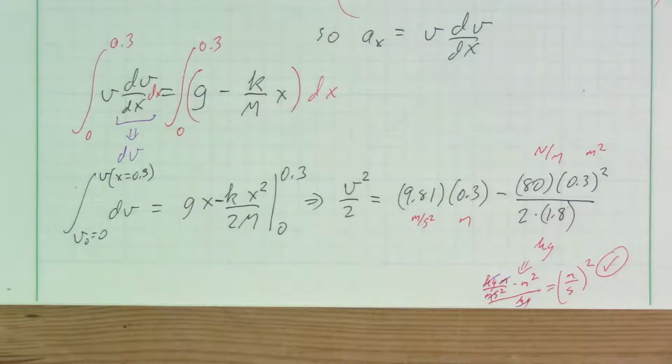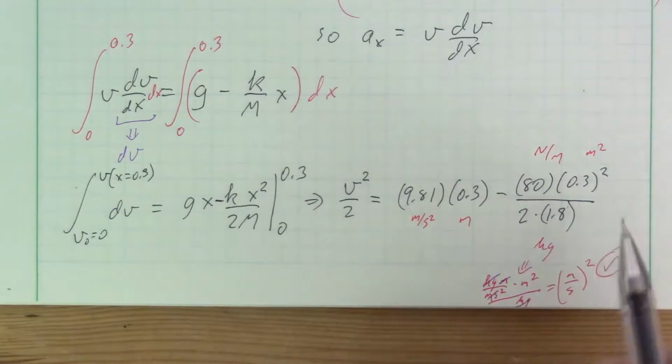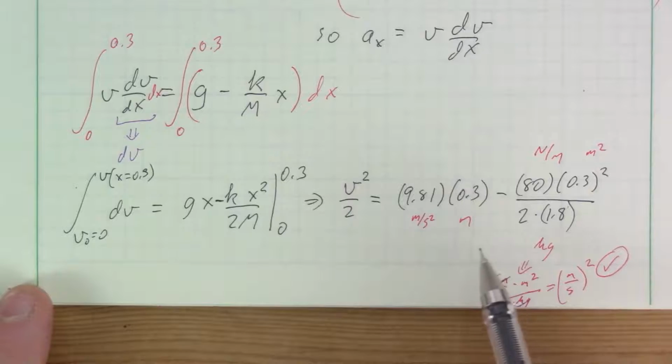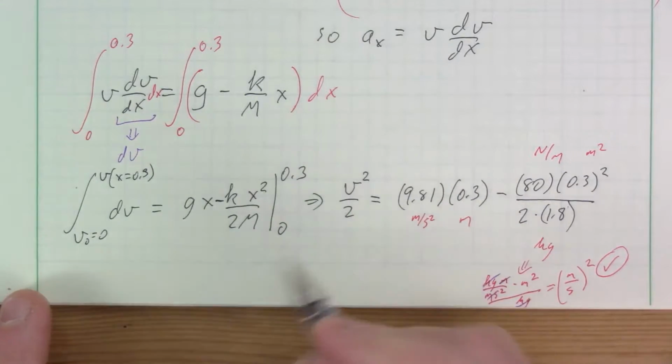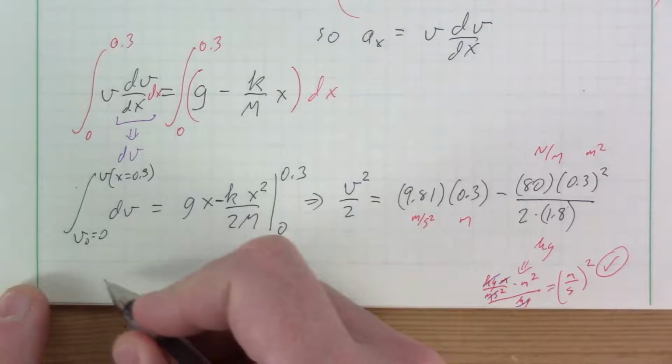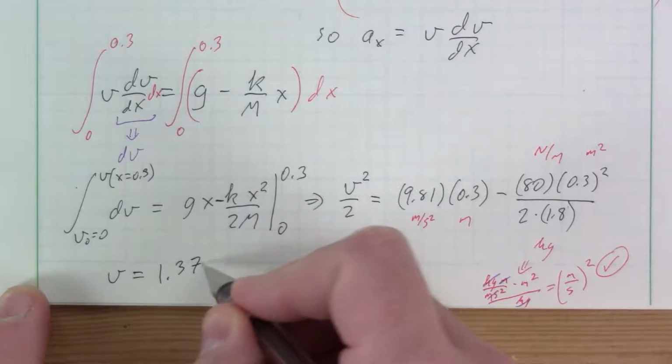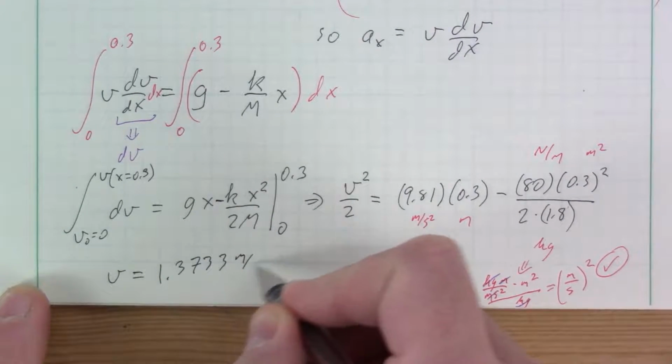Great. Okay. And then we're just ready to solve this. Plug in all those values. You got to multiply through by the 2, so be careful to do that. You should find that v equals 1.3733 meter per second.